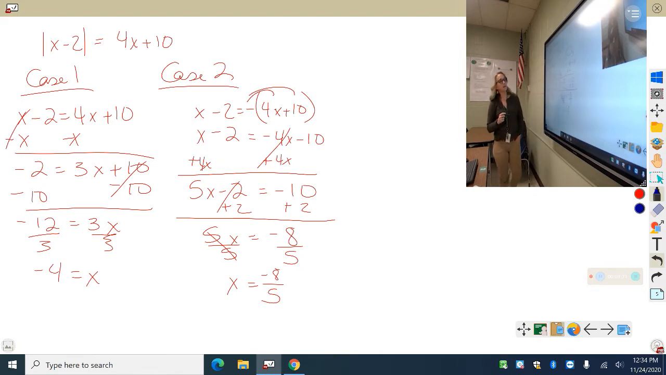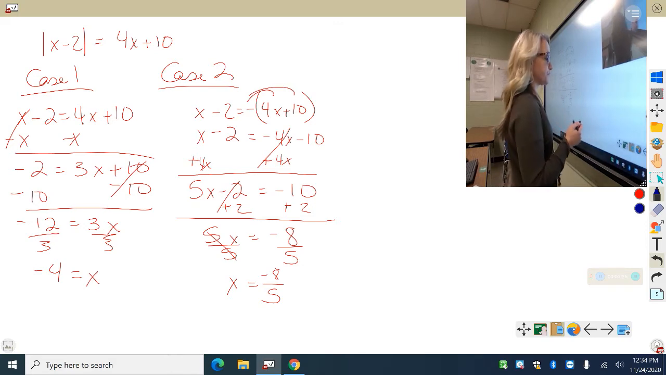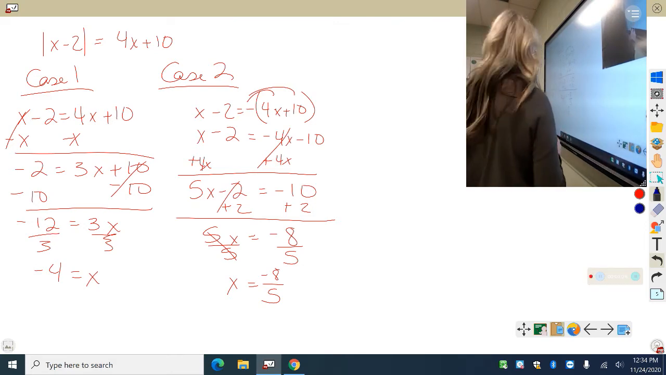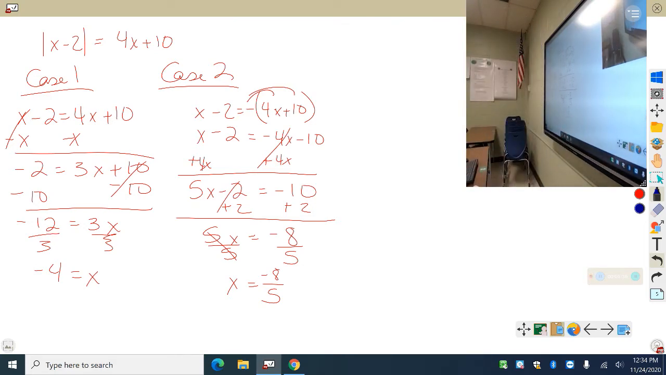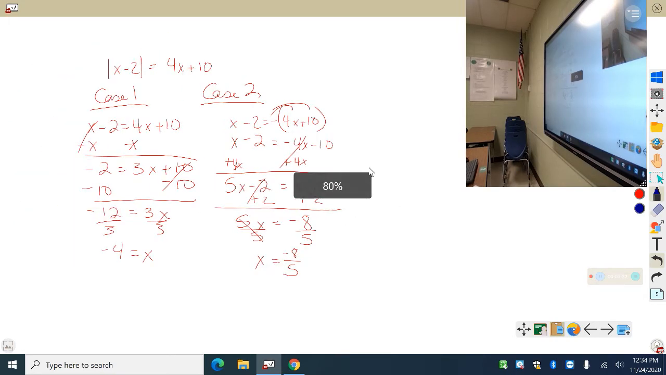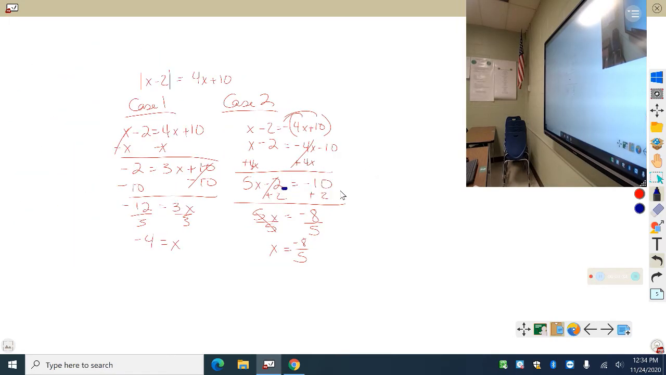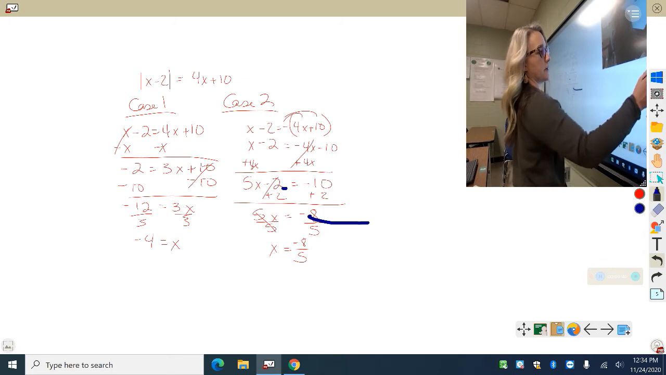All right, so I'm going to go ahead and check my solutions, and one of these is most likely going to be an extraneous solution. And since that's the case, you've got to make sure, let me zoom out so I have more room. We've got to make sure we have enough room. What happened?